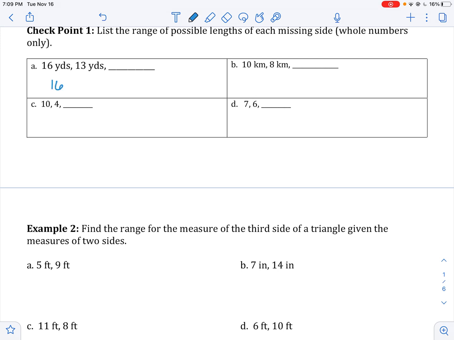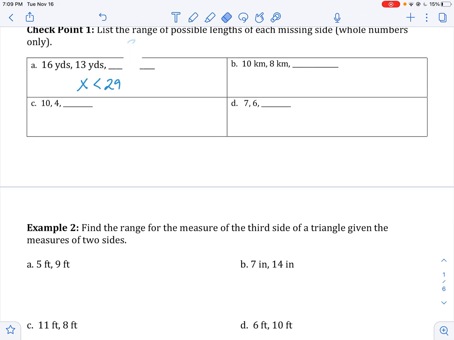So if I added up 16 and 13, I would get 29. Whatever this third side is, I don't know what that is, 29's got to be bigger than that. Because these two added up must be greater than the third, so 29 must be greater than x.